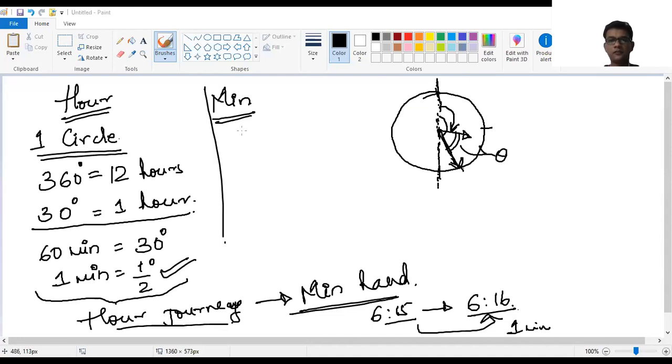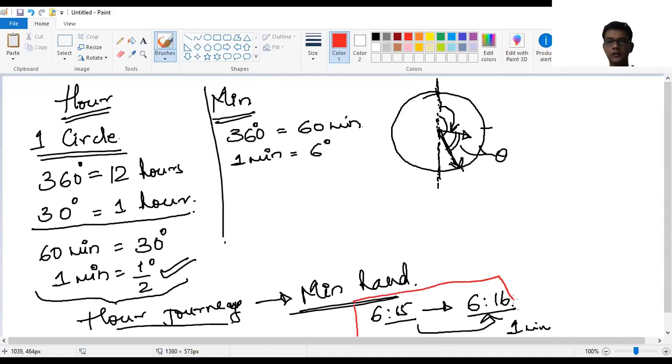Now let's look at the minute hand. What is happening with the minute hand's journey? The minute hand makes one complete revolution, which is 360 degrees, in 60 minutes, because the minute hand revolves in 1 hour. In 1 hour, it comes back to 12. Which implies that every minute, the minute hand makes 6 degrees. Right? So I'm going to take the same example that we wrote here.